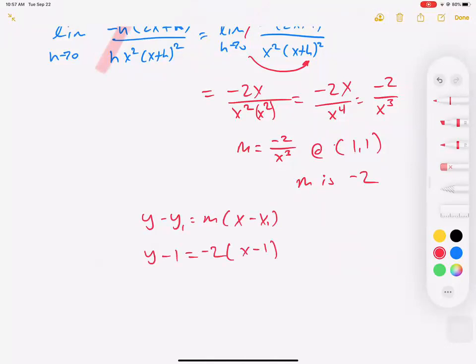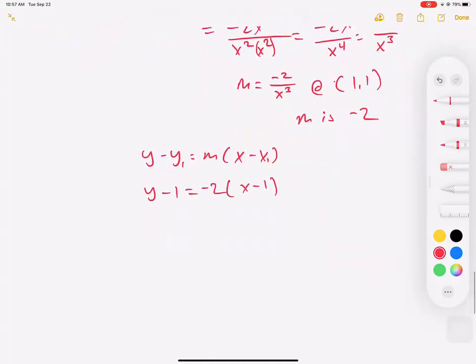And this line is the line of the tangent. If you want, you can multiply it out and simplify it. y minus 1 equals negative 2x plus 2, plus 1. y is equal to negative 2x plus 3.